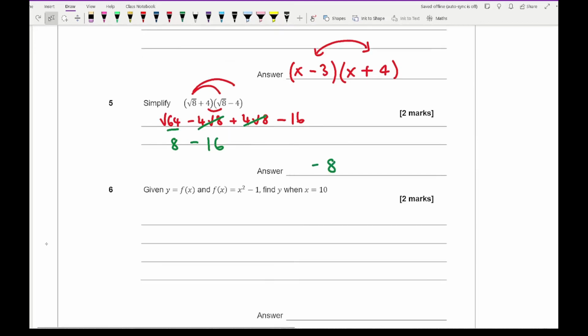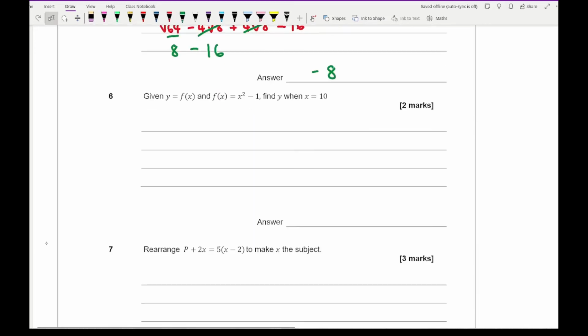And moving on to question 6, it says that if given that y equals the function f of x and f of x equals 2x minus 1, find y when x equals 10. So what this is basically translating is to tell us that y equals x squared minus 1. Now what we need to do is substitute x equals 10. So y equals 10 squared minus 1, leaving me with an answer of 99.